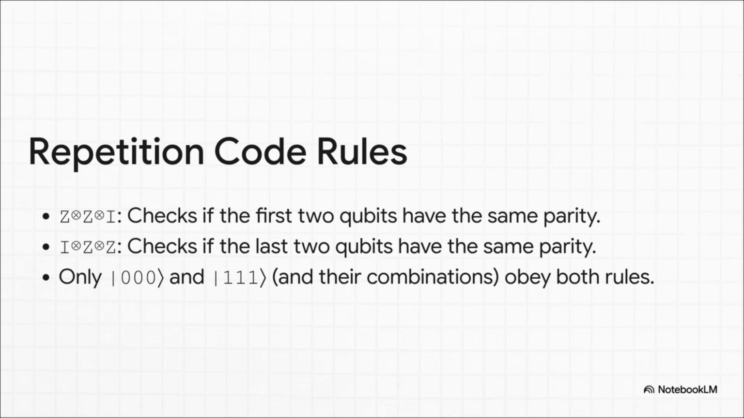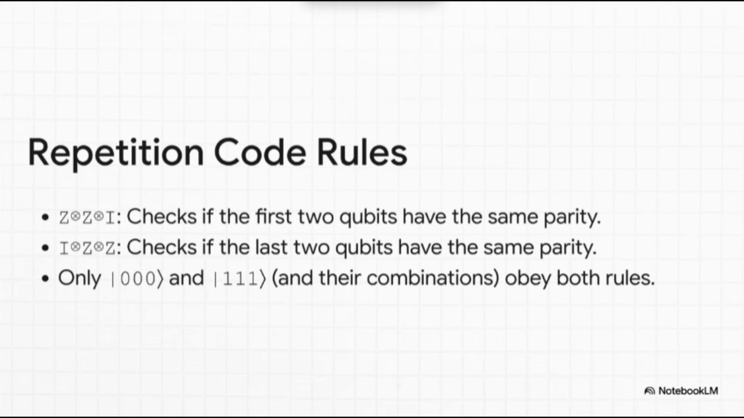We can actually look at our simple repetition code through this new lens. The rules are pretty simple. One rule checks, hey, are the first two qubits the same? Another rule checks, okay, how about the last two? Are they the same? The only states that can pass both of these checks without causing a wobble are perfect error-free code words 000 and 111.